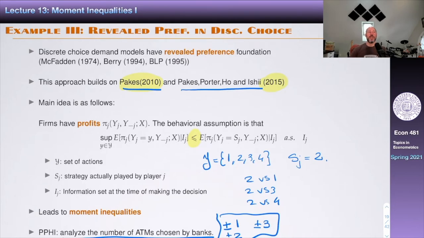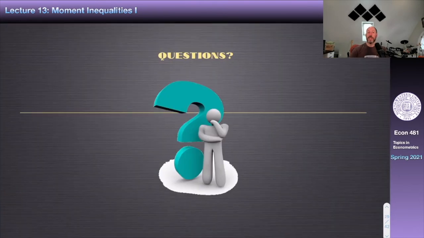Okay? But for now, I just want you to be clear that there are essentially different ways where you are going to end up with a model that looks like moment inequalities. And from now on, I'm going to take the moment inequalities as given. I want to make sure that you understand where these are coming from. Questions? Good. So as I said, we're now going to take the moment inequalities as given, and start thinking about what to do with them.